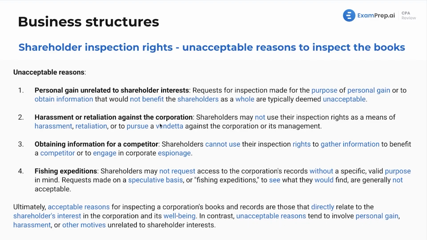So also with point one, the personal gain, if I want to personally go in and inspect the books to get just some more data on the industry as a whole, that's not benefiting the shareholders as a whole. So as such, that would be an unacceptable reason. Harassment, other motives unrelated to overall shareholder interests. Again, you as an individual shareholder, maybe it's in your interest, but is it in the best interest of all the shareholders? In which case you may be shut down.